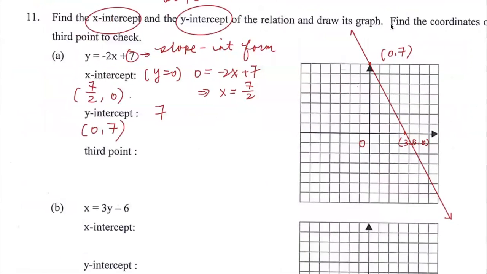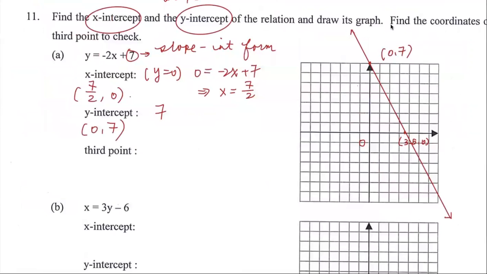What does it mean by find the coordinates of a third point to check? That means we use this expression. We choose a different x value, and we find a different y value, and we check whether the point that we find here is also on this straight line to verify that this straight line is drawn properly.